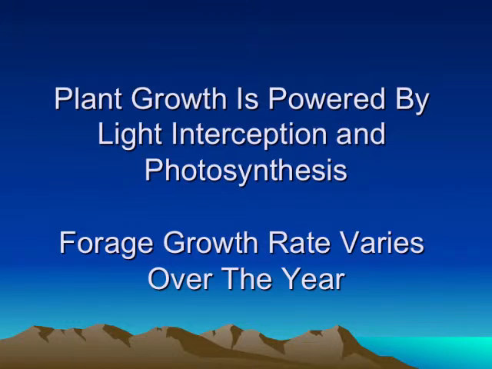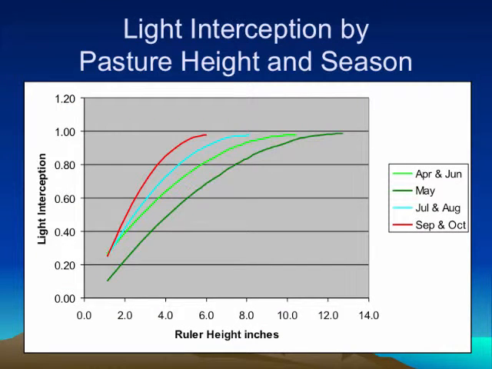So, light interception and photosynthesis, that's what powers the system. But the forage growth rate varies over the year, doesn't it? Let's look at light interception first. Just using ruler height here. A lot of you have a pasture stick. If not, buy one out there at the desk. Okay, little sales pitch. But this is just looking at height. What would be the other factor rather than just height?